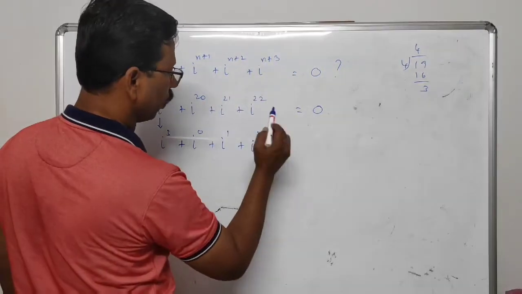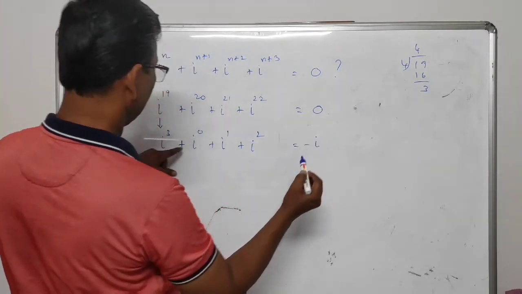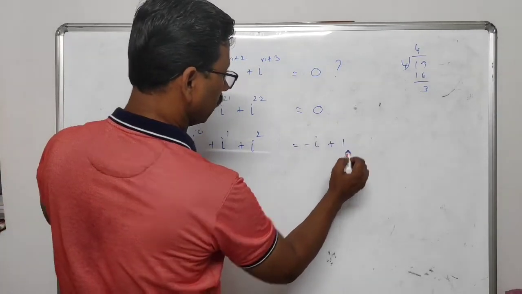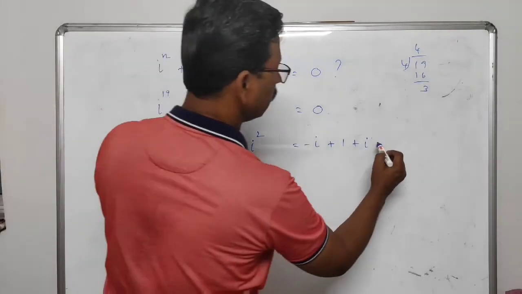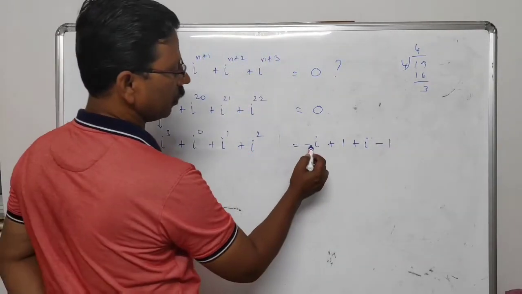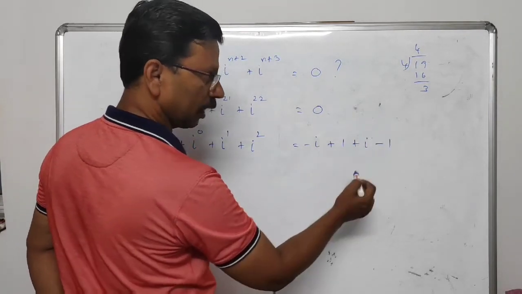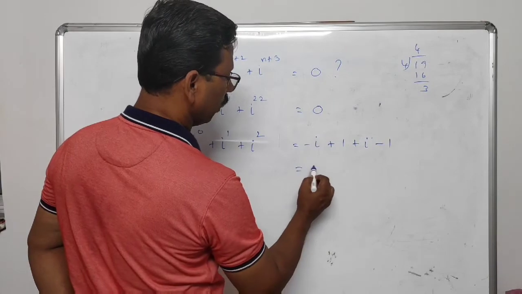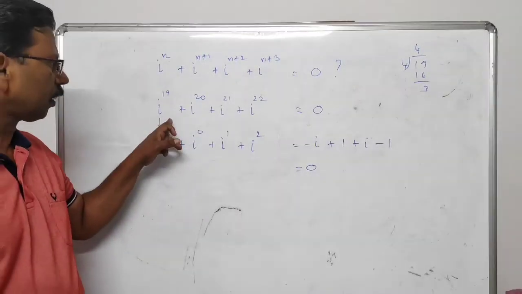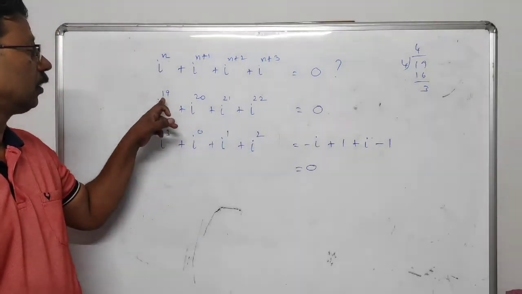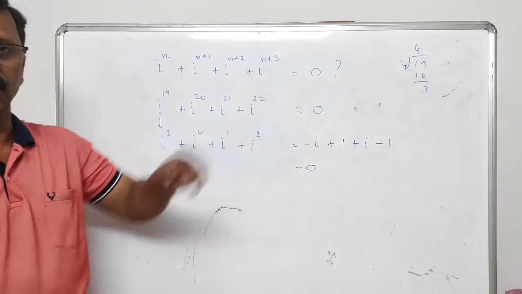Now, how do you find this? i cube is equal to minus i. i power 0 is 1. This is plus i. Then i square is minus 1. Look at these: minus i plus i is cancelled, and plus 1 minus 1 is also cancelled. Therefore, its value will be equal to 0. Therefore, if you have a sum of powers of i whose powers are 4 consecutive integers, the result will definitely be 0. Now likewise you can easily find out.